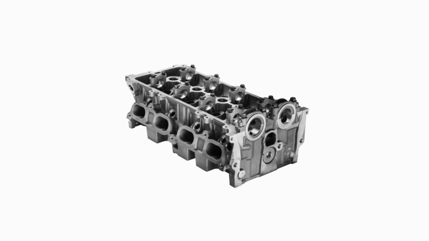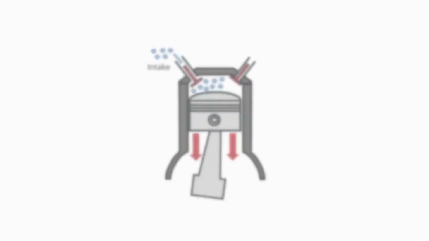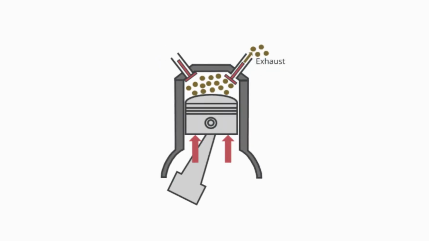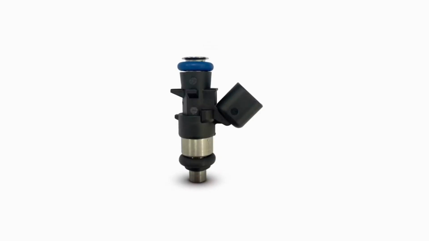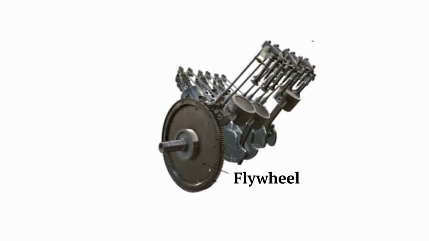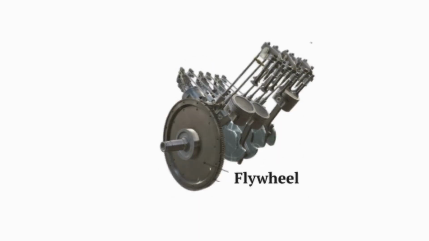The cylinder head closes the top of the cylinder and contains components such as valves and spark plugs. The valves control the flow of gases into and out of the cylinder. The intake valve allows the air-fuel mixture to enter, while the exhaust valve allows burnt gases to exit. The camshaft controls when the valves open and close. In petrol engines, the spark plug ignites the compressed air-fuel mixture. The fuel injector delivers fuel into the intake system or directly into the combustion chamber. The flywheel is attached to the crankshaft and stores rotational energy, helping the engine run smoothly.